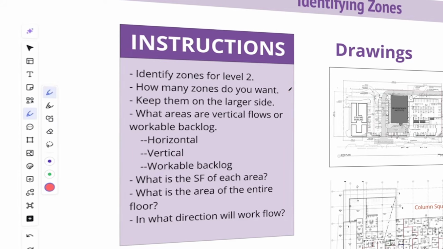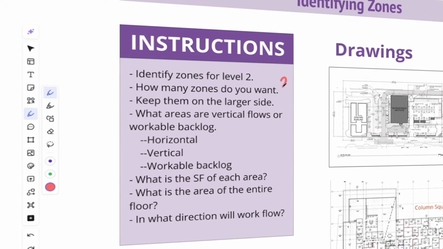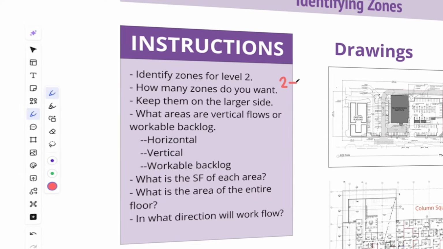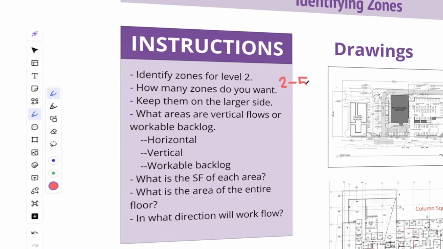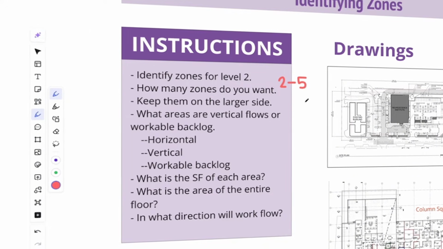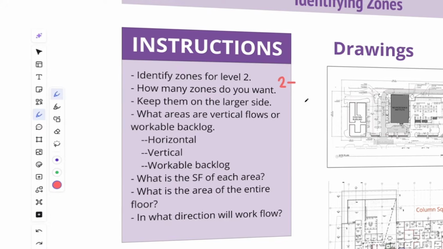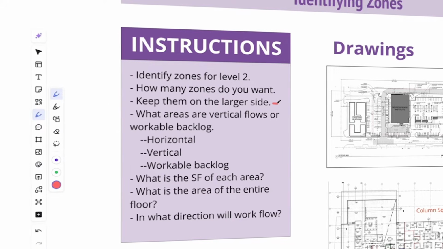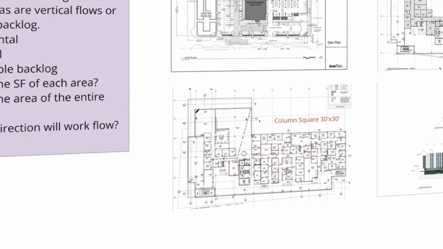If you're doing this exercise, for it to be takt, it can't be 1. It's got to at least have 2 zones. Probably stay under 5 zones just so you get the point of what we're trying to do here. So probably stay within 2 to 5 zones, right? But identify what you want. Follow the rule, keep them on the larger side, and then have this discussion.